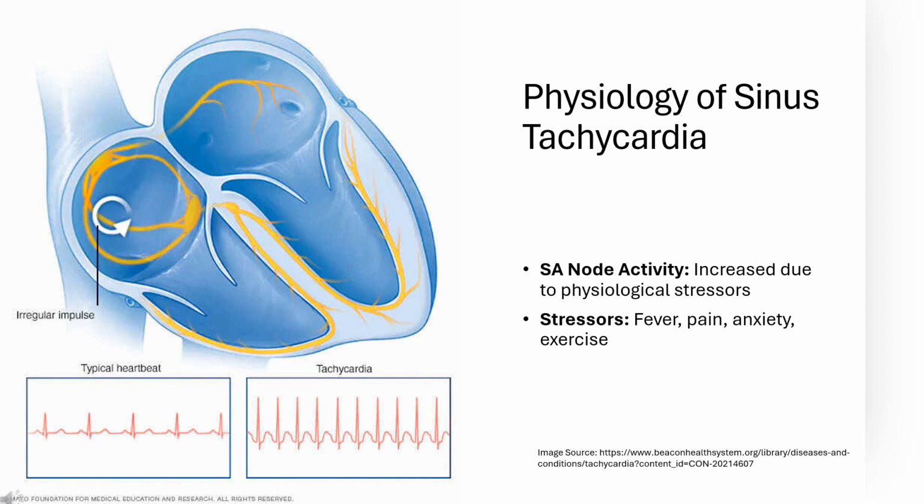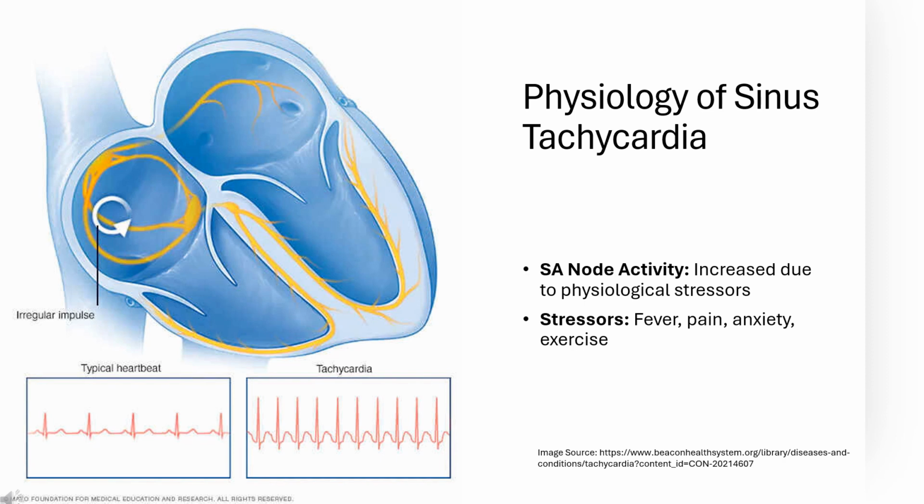Common stressors include fever. When the body has a fever, it is fighting off an infection or illness. The metabolic rate increases, and the body requires more oxygen and nutrients to support the immune response. This increased demand causes the heart to pump faster. Pain can activate the sympathetic nervous system, releasing adrenaline and other stress hormones that increase heart rate to prepare the body to deal with the source of pain.